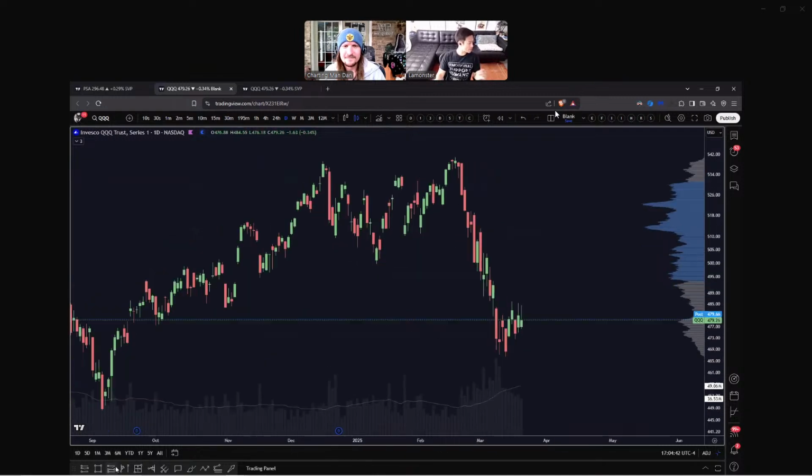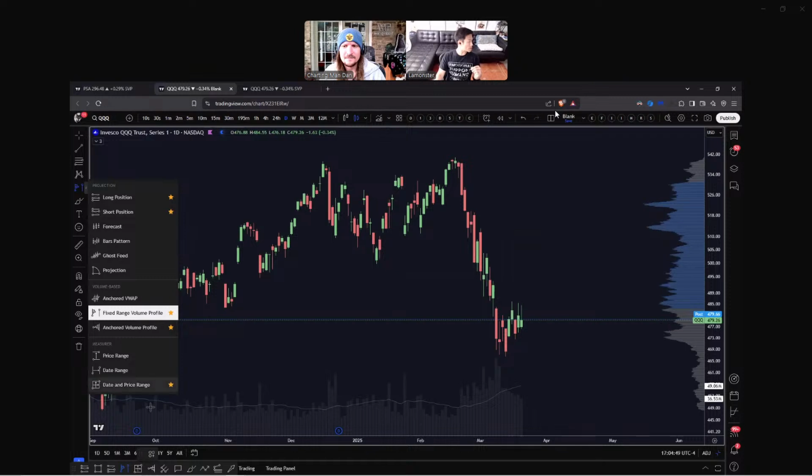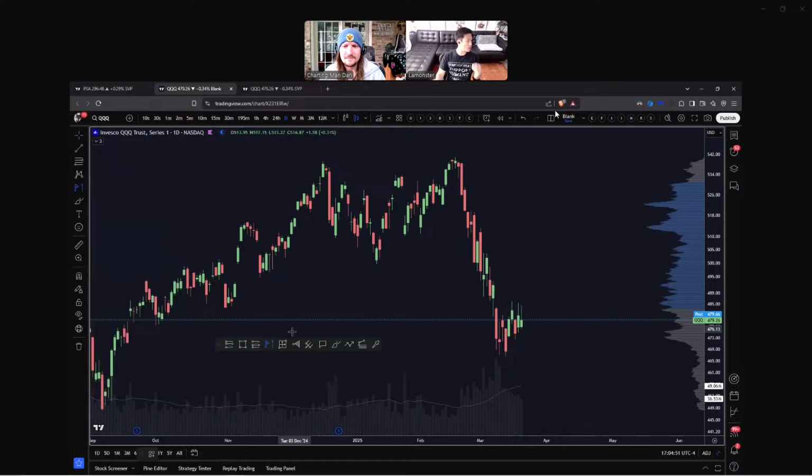But anyway, the fixed range volume profile, I got it saved over here. If you star it in TradingView, just drop the star over here, it's going to show up on your shortcut menu over here. So that's where the tool is found.